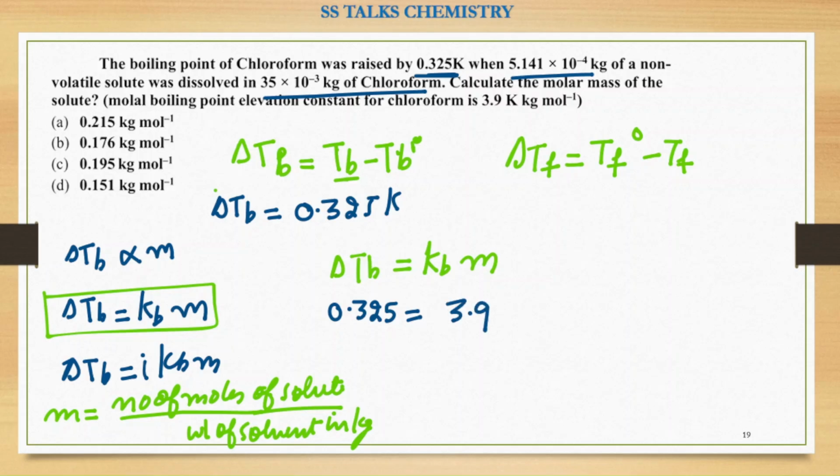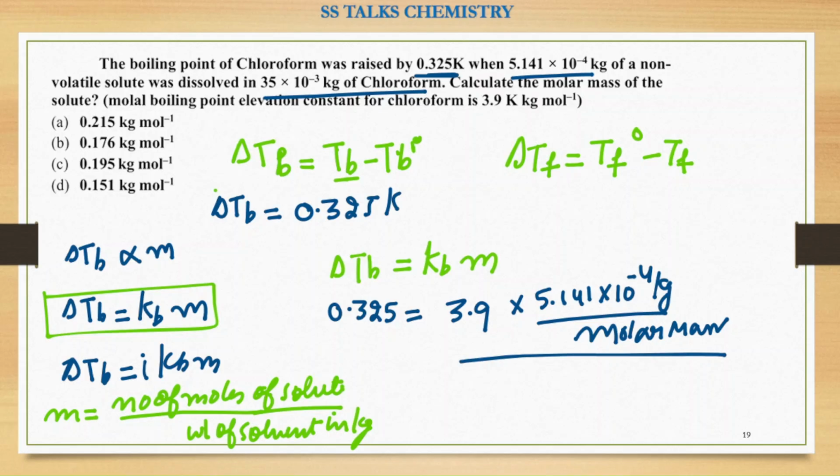3.9. Now the molality is the number of moles. So the given weight of the non-volatile solute you are having is 5.141 into 10 raised to the power of minus 4. It is given to us in kgs. Its molar mass we have to find out. So this is the molar mass of the non-volatile solute, which we have to find, upon, in the denominator, the weight of the solvent in kgs. So that is the chloroform. Its mass is given as 35 into 10 raised to the power of minus 3 kgs. So we just need to solve this and find the molar mass.